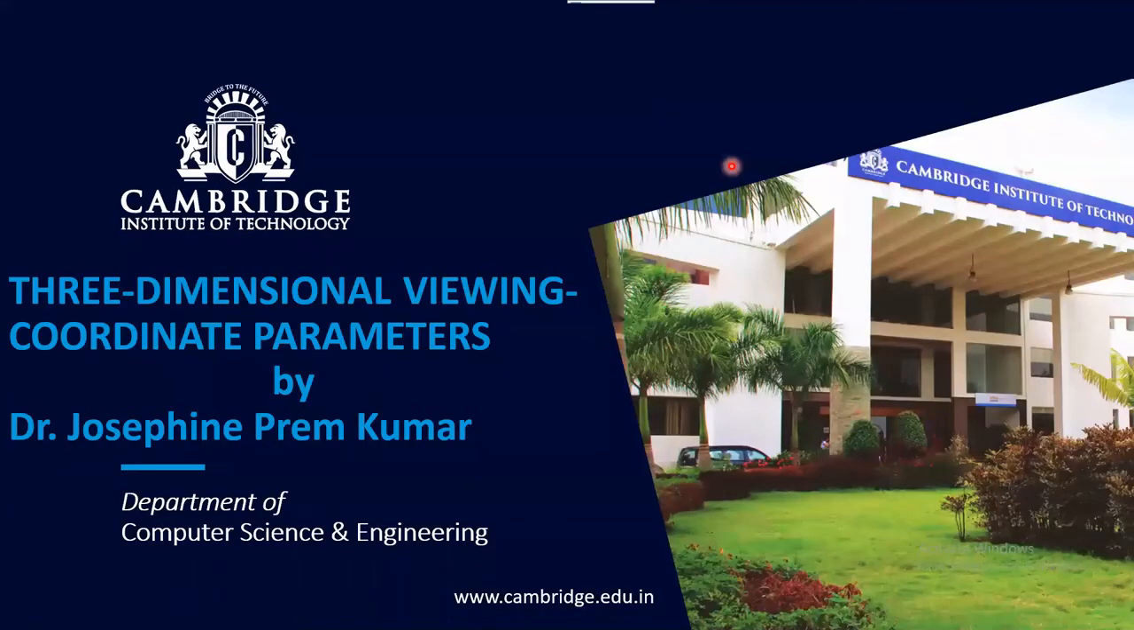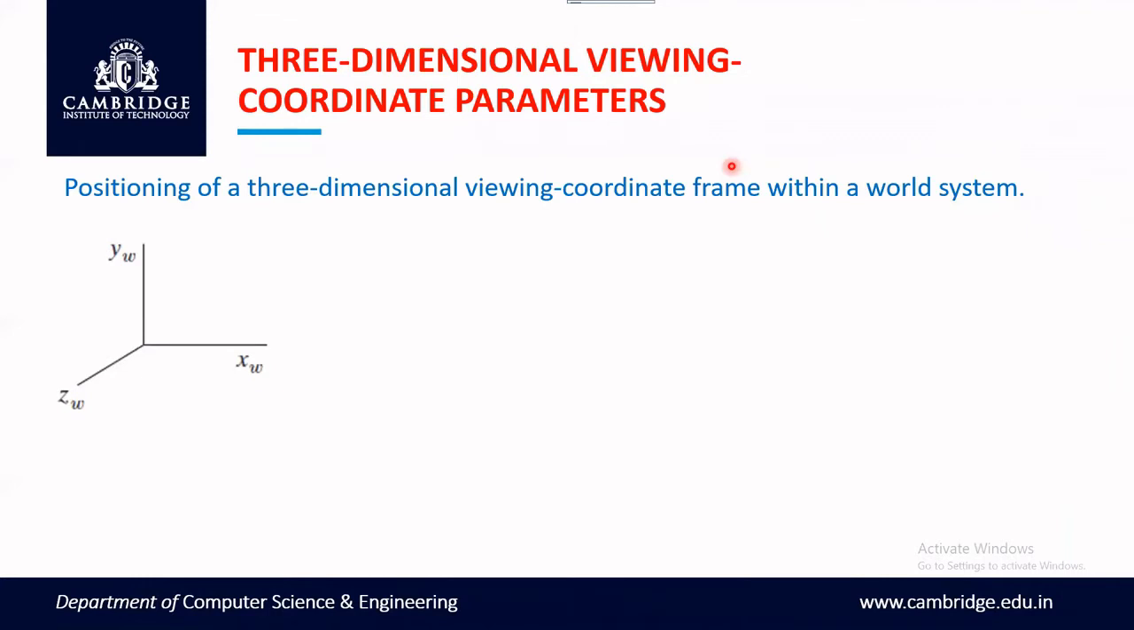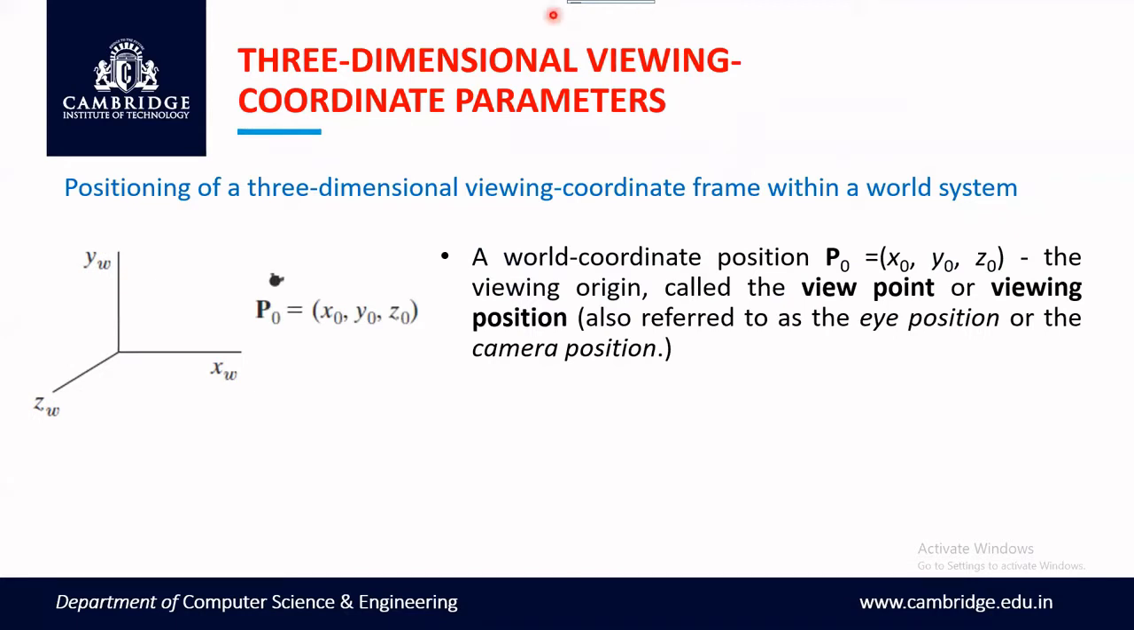Next, we see the three-dimensional viewing coordinate parameters. We have said that for the viewing coordinate system, we need the view plane, and we need the position and the orientation of the camera. Now, how do we define the coordinate system? How do we position the 3D viewing coordinate frame within the world system?